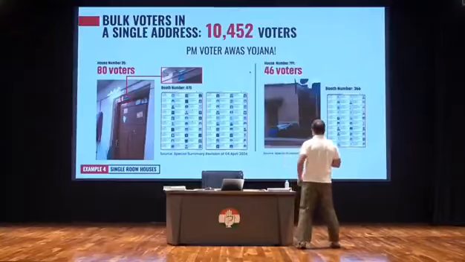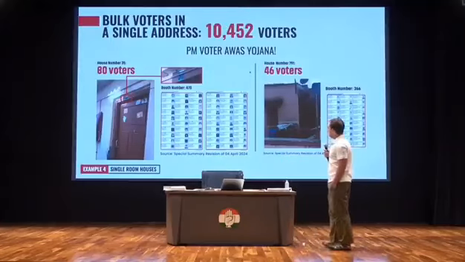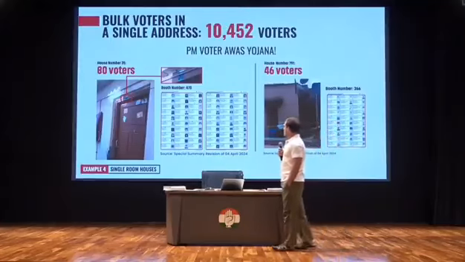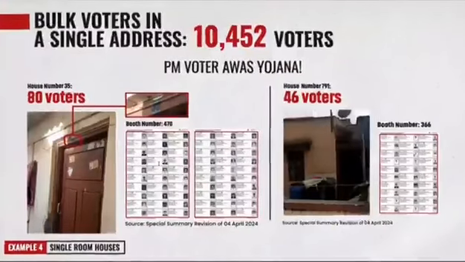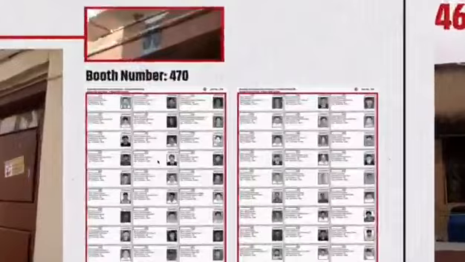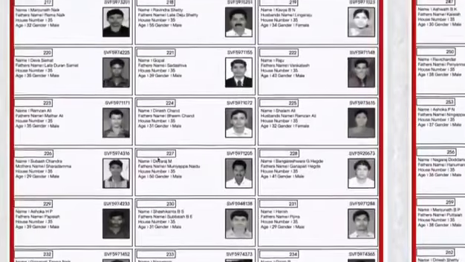Next, here is house number 35. 80 voters live in this house. We sent people to check. They got beaten up. These 80 people live in this house. It's a single room house.